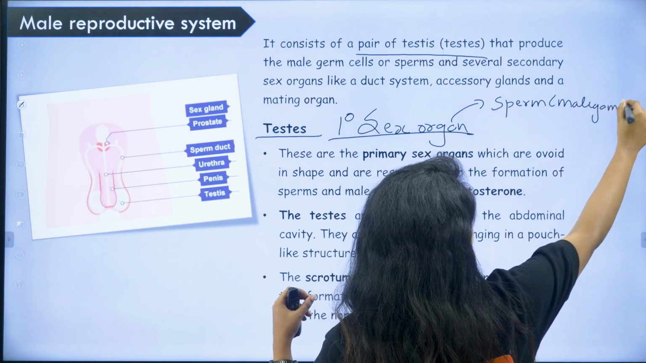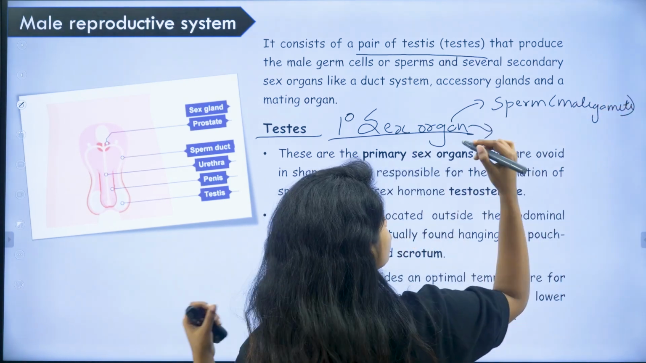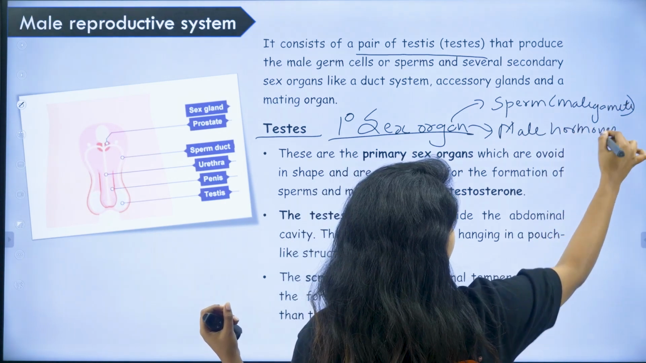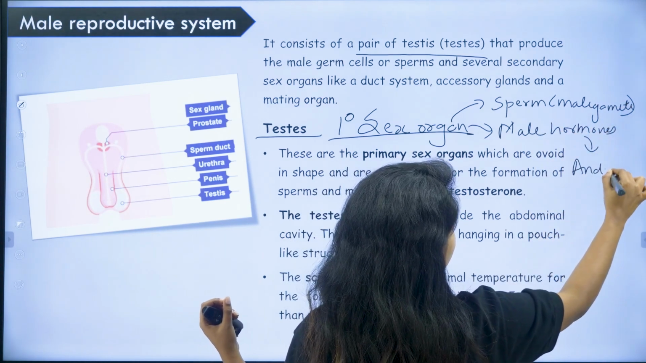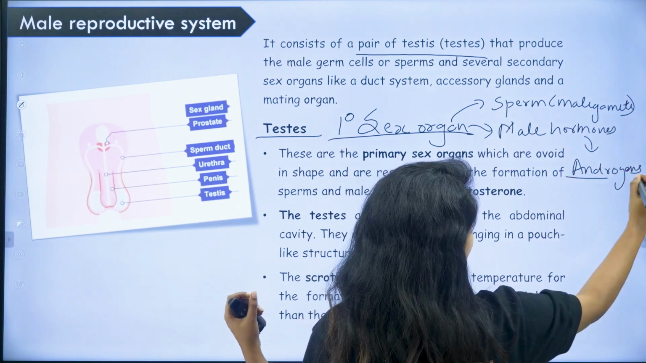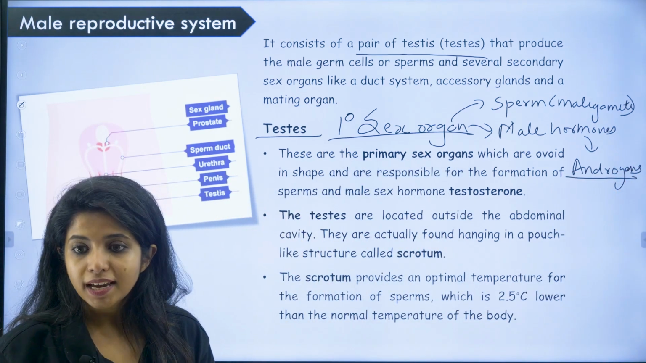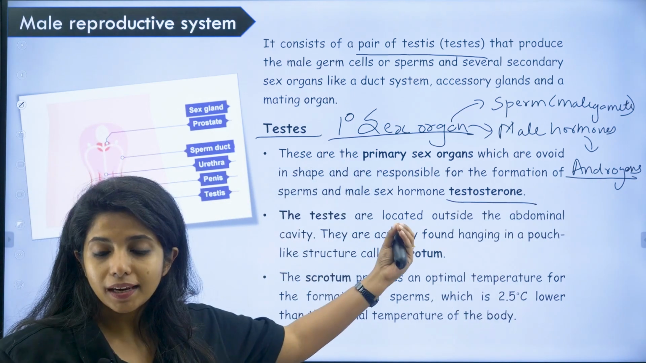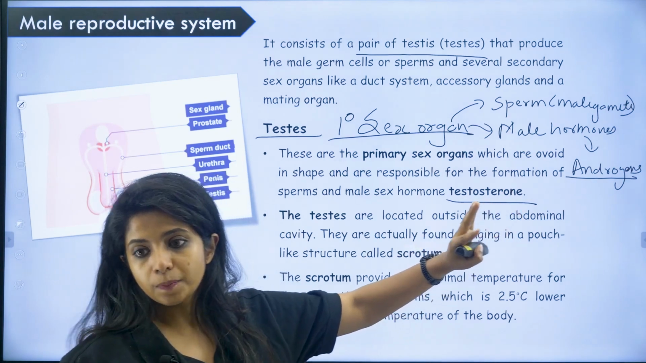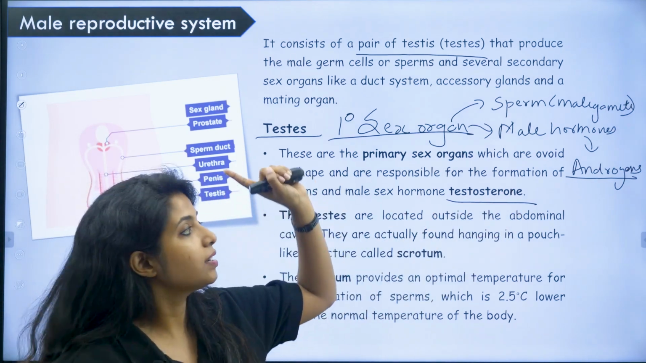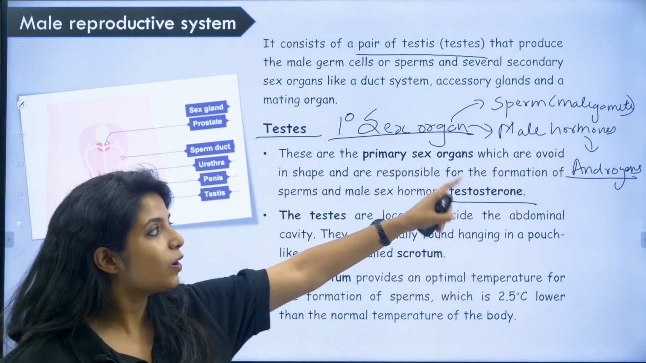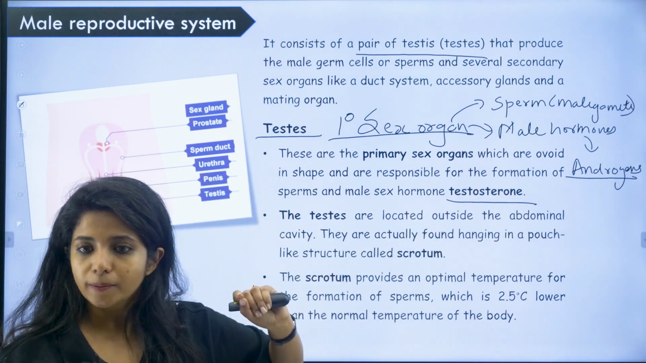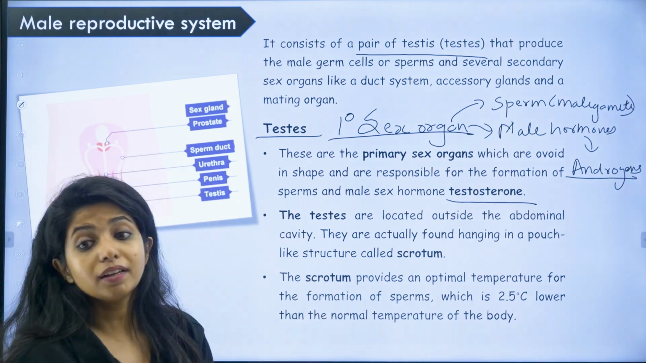Now apart from this, they are also responsible for the production of the male hormones, which are known as androgens. Androgens. And testosterone, which you always hear about, is a male sex hormone. It's a type of androgen. So it is known as the primary sex organ because it produces sperm and also male hormones. Altogether the male hormones are known as androgens. The major hormone is testosterone.